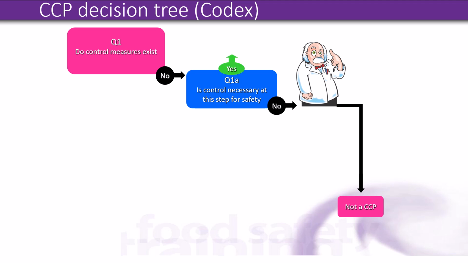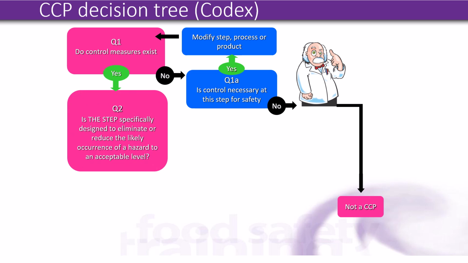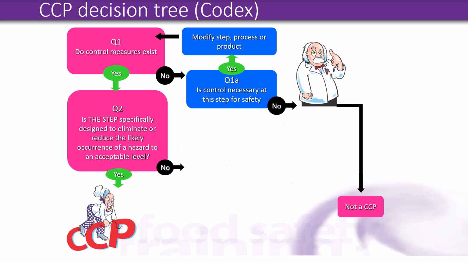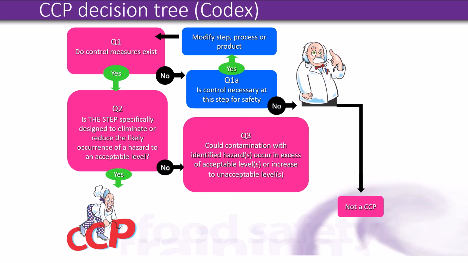Is control necessary at this step for safety? If the answer is yes, modify a step, process or product. Then go back to question 1. Do control measures exist? If the answer is yes, go on to question 2. Is the step specifically designed to eliminate or reduce the likely occurrence of a hazard to an acceptable level? If it is yes, it's a critical control point. If it's no, question 3.